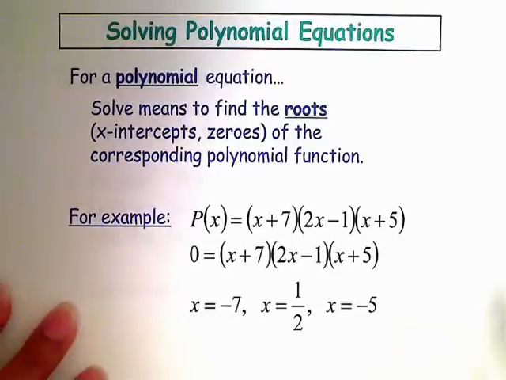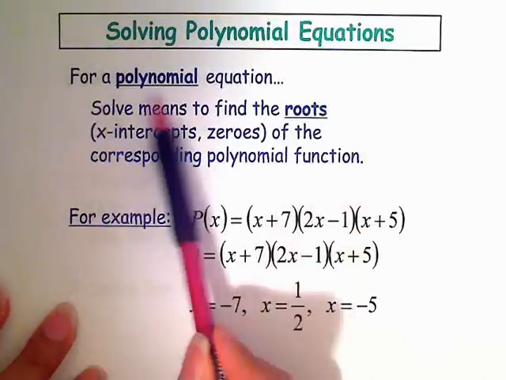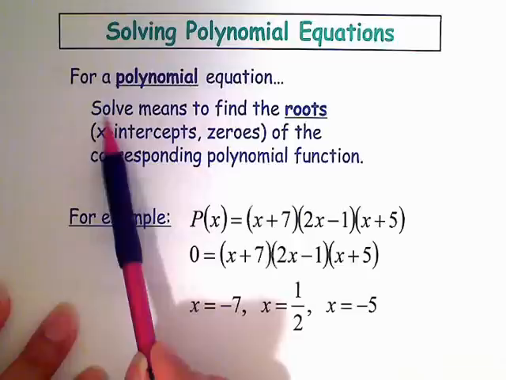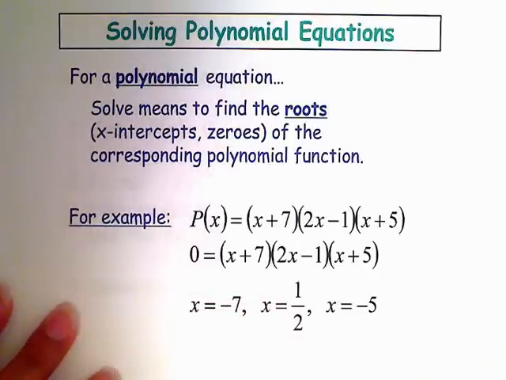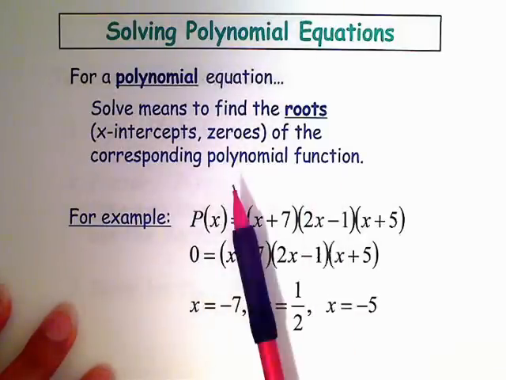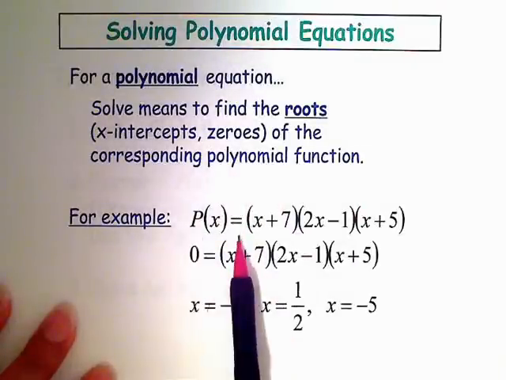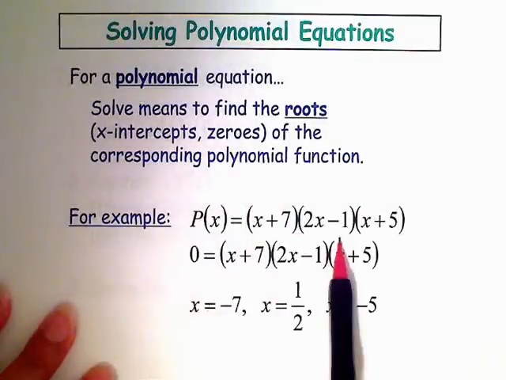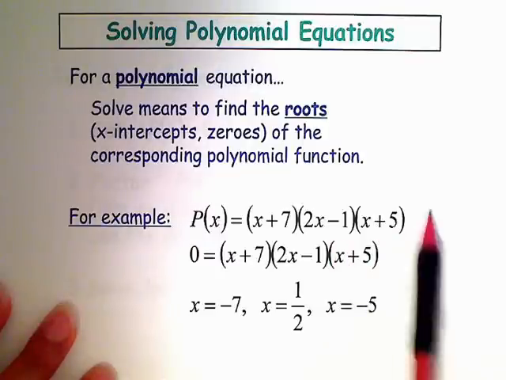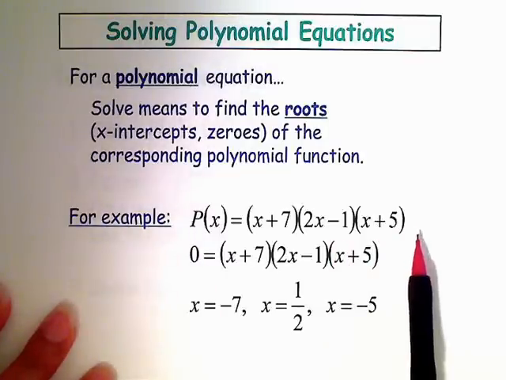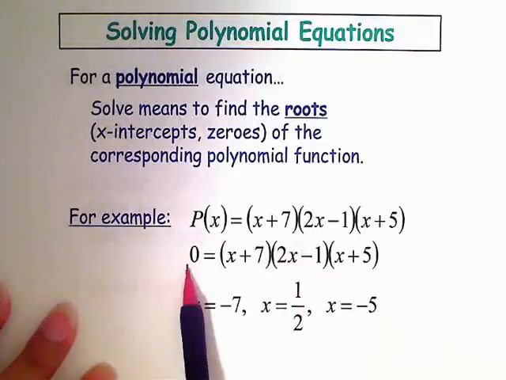Well, it's important because when you're looking at a polynomial equation, the word solve means to find the roots or x-intercepts or zeros of the corresponding polynomial function. So for example, if you have p of x equals x plus 7 times 2x minus 1 times x plus 5, the first statement here represents the polynomial function. Now, if you wanted to figure out the x-intercept zeros or the roots, what you would need to do is set the polynomial function equal to 0.